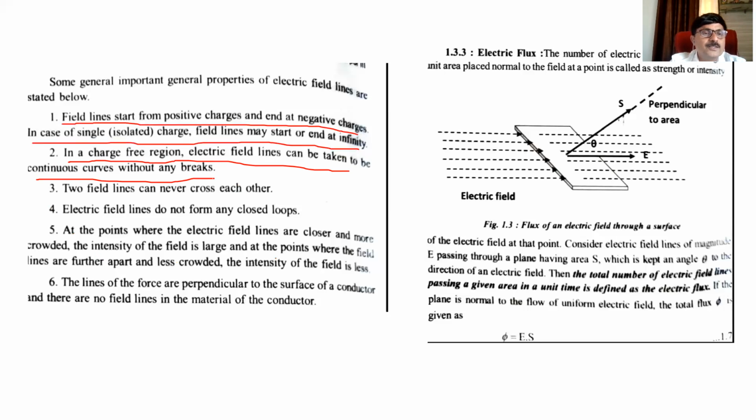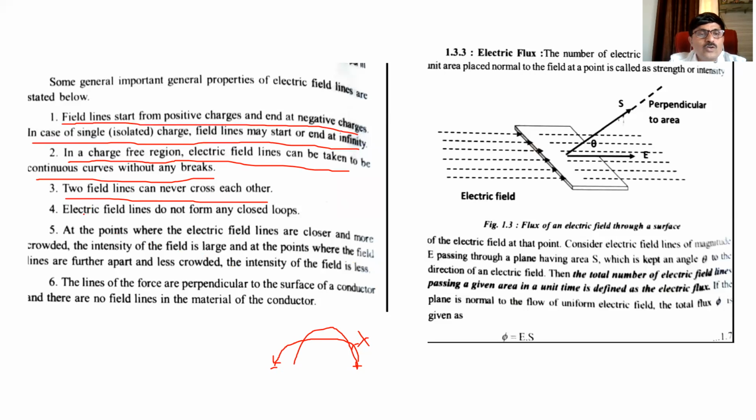Now, this is the important thing: two field lines never cross each other. This means, suppose this is a positive charge and this is a negative charge. The electric field line will originate from the positive charge and terminate on this negative charge. But another field line will not cross this electric field line. That is the important thing. Two field lines never cross each other.